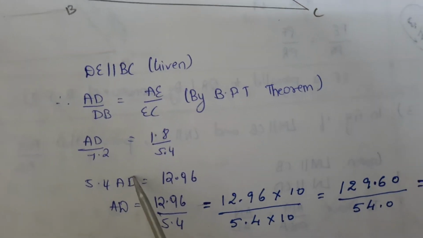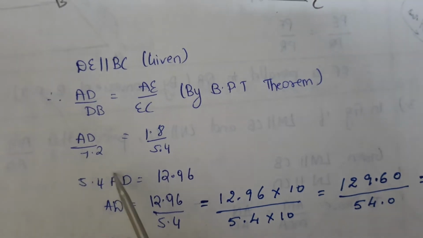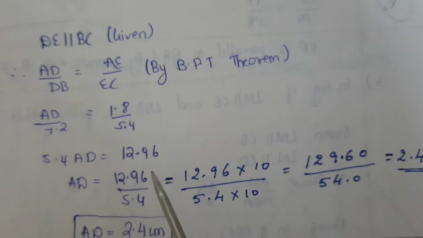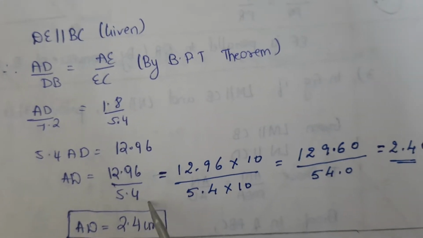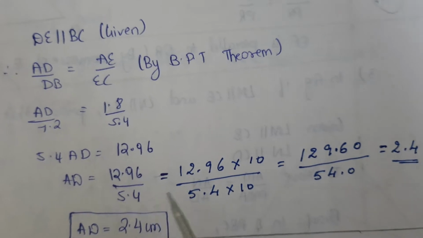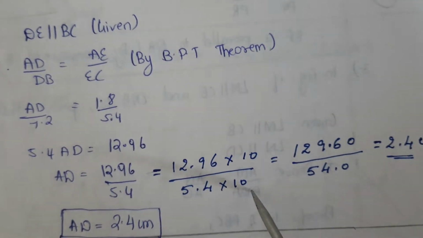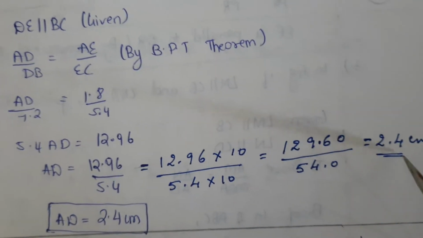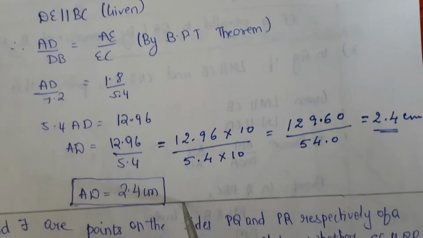So cross multiplication, we get 5.4 into AD is equal to 12.96. 7.2 into 1.8 is 12.96. So AD is equal to 12.96 by 5.4. So again there is a decimal place in the denominator, one decimal place. So we are multiplying up and down the numerator and the denominator by 10. So we get 129.6 by 54. That's nothing but 2.4 centimeter. So AD is equal to 2.4 centimeter.